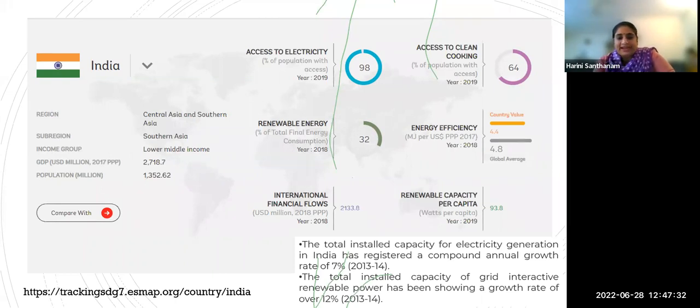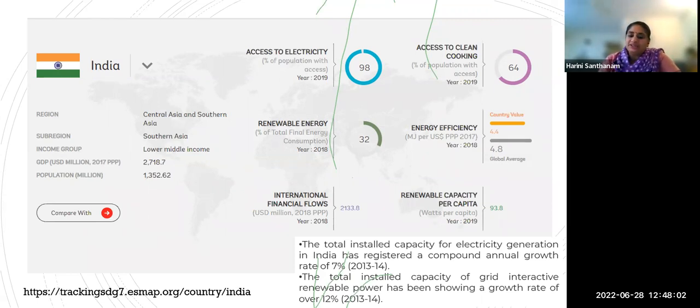In 2018, as we already saw, it was 32%. Access to electricity, if you see, is 98% completely. Okay, so the access to clean cooking fuels or clean fuels, the breakup was 64%. How well the country was using technology to achieve energy efficiency, the country value is 4.4, whereas the global average itself is 4.8. So we are very strongly placed in this sector, as you can see.